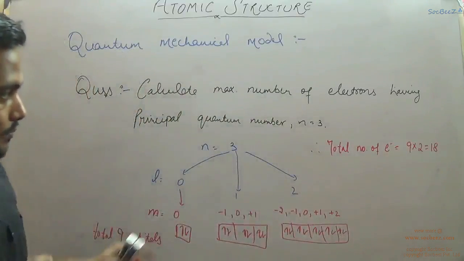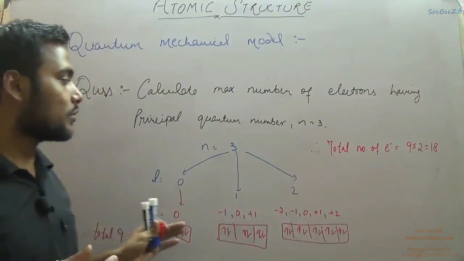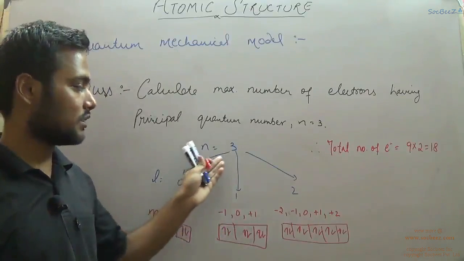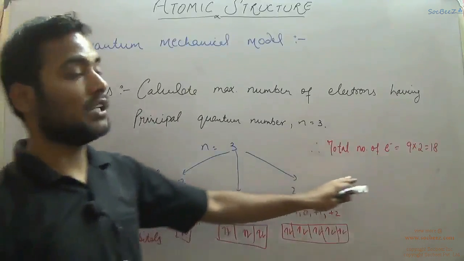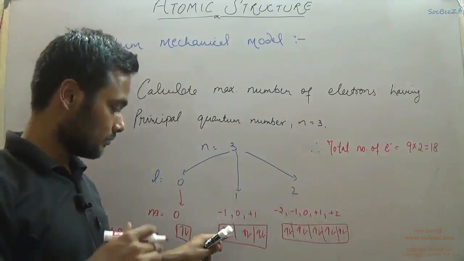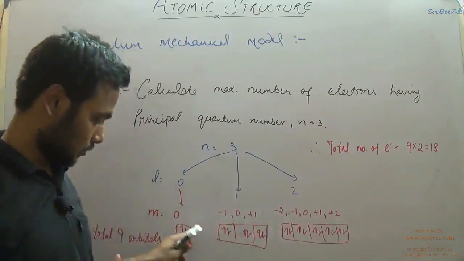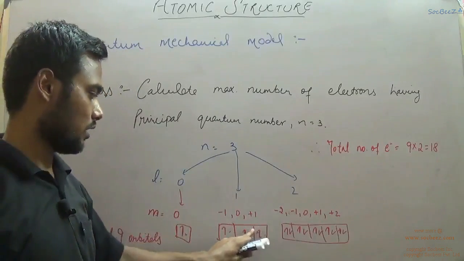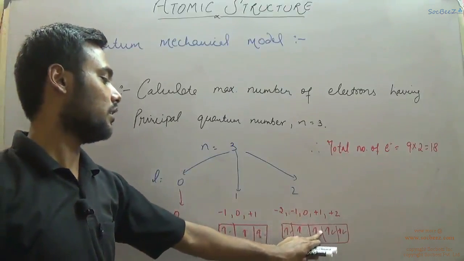Now you can be asked how many electrons can be there for which principal quantum number is 3 and spin quantum number is plus half. In that case, the total number of electrons will be 9, because there are electrons which have spin plus half and minus half, and both are in equal number. So only the electrons which have up spin, that is plus half, will be counted. So in this case, it will be 9.